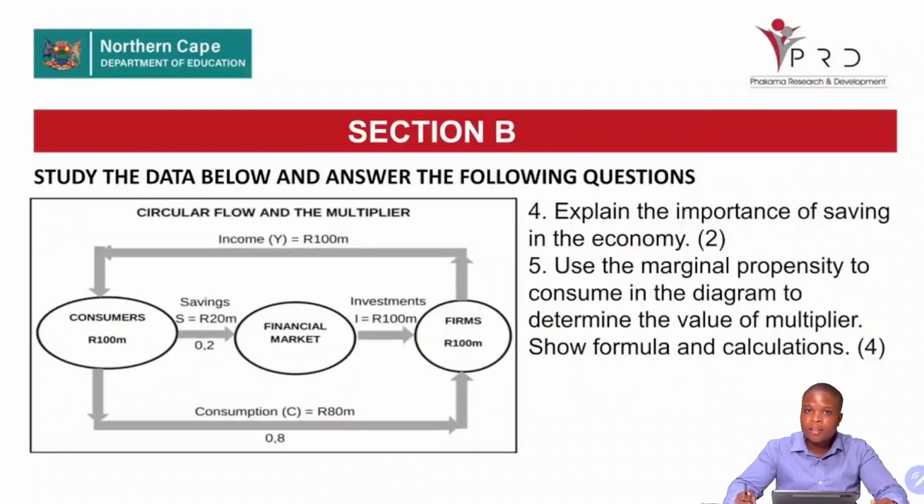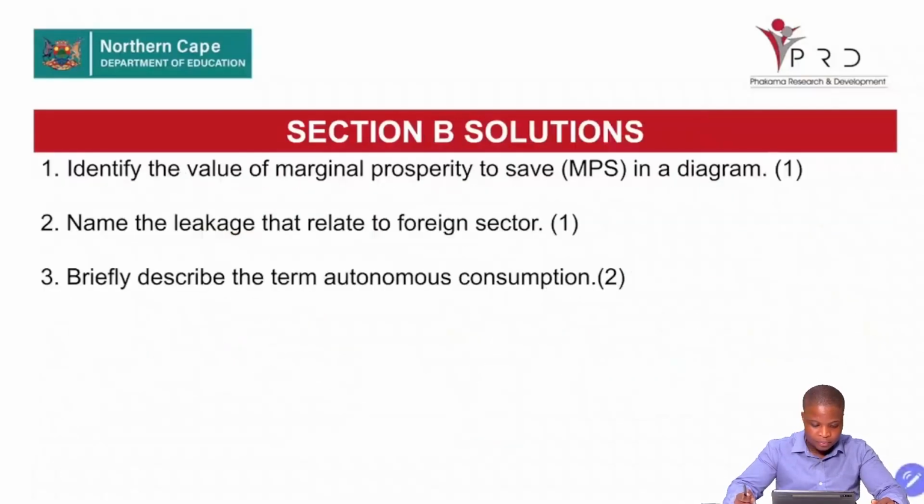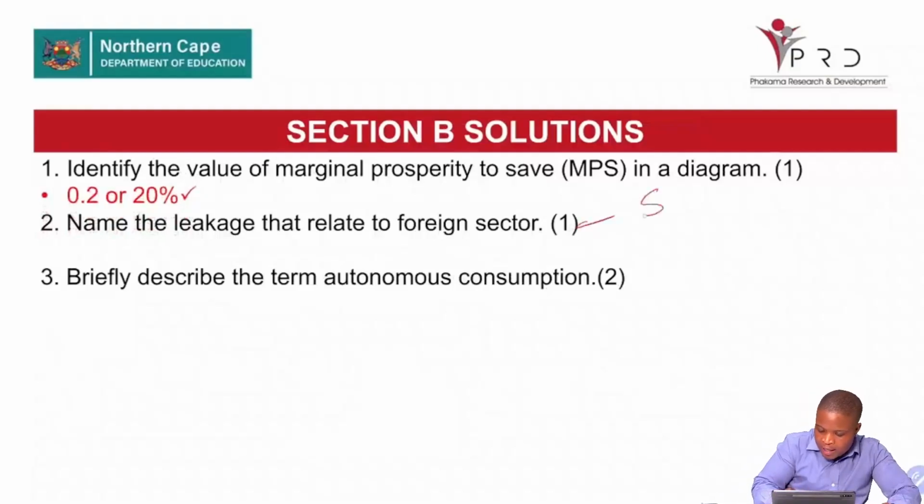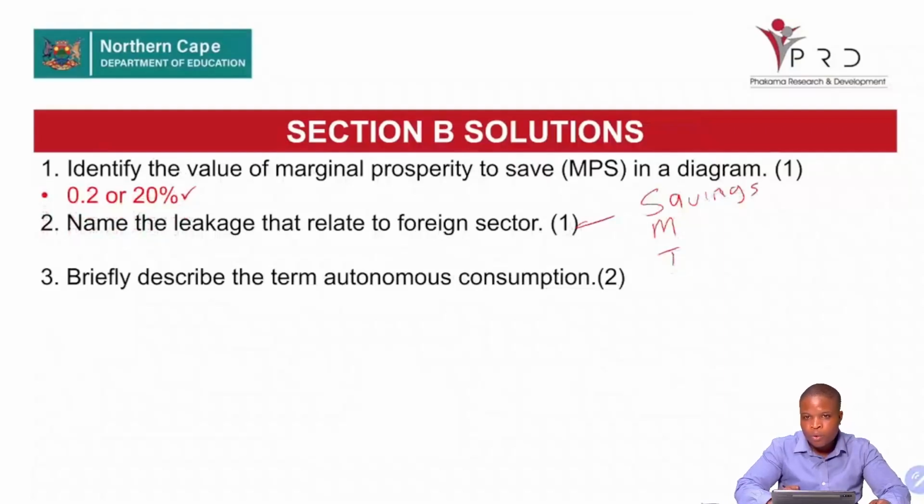Right, let's look at the possible answers. Identify the value of MPS in the diagram. So MPS was 0.2, or you can say 20%. Name the leakage that relates to the foreign sector. So you have 3 leakages. It's S, M, T. Your leakages are S for savings, which is related to households and businesses. Then you have I for import.